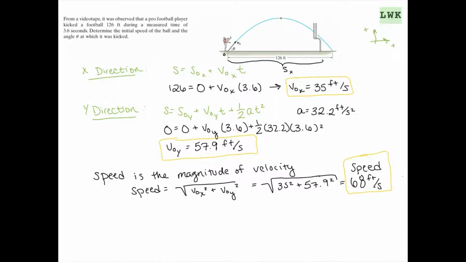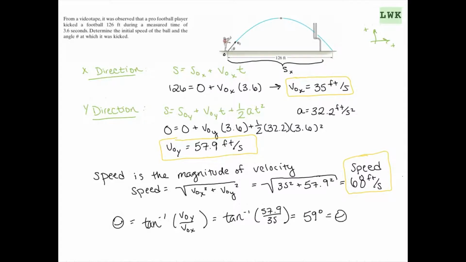So there we go. We have one more piece of this problem left to solve, and they just want to know theta. And this is just simple trig. Theta is just going to be equal to inverse tangent of v sub 0 y over v sub 0 x, which is going to be the inverse tangent of 57.9 over 35, and that will give us about 59 degrees.